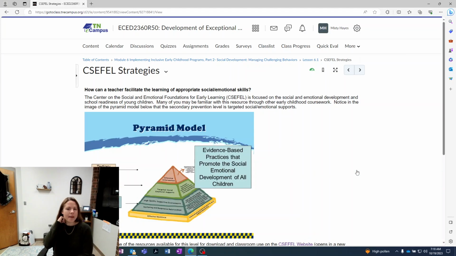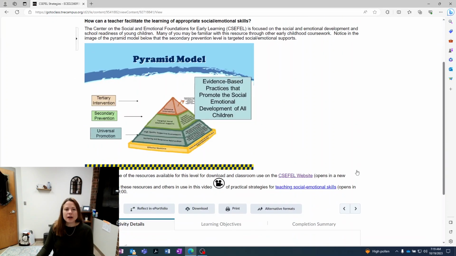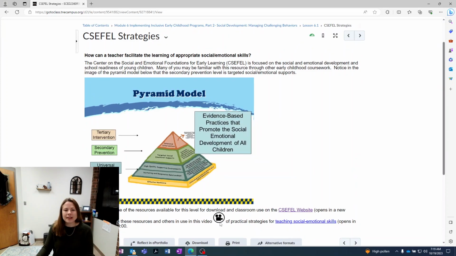Now, when we're talking about CSEFEL, a lot of people get confused. They're like, what does that even stand for? Well, basically, it's just the Center on the Social and Emotional Foundations for Early Childhood, right? So this is really focusing on those social and emotional developmental skills and getting young children ready. To look at this from a visual standpoint, there's a pyramid model that helps you, right? And there are different levels of this pyramid, right? So we have universal promotion, secondary prevention, and tertiary intervention, okay?